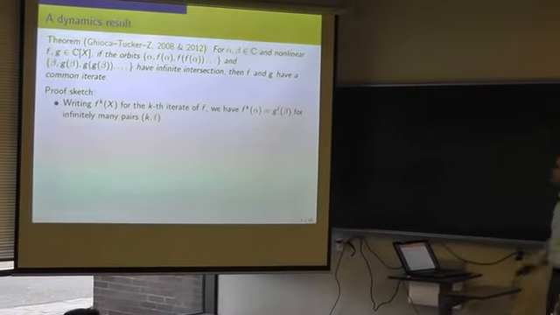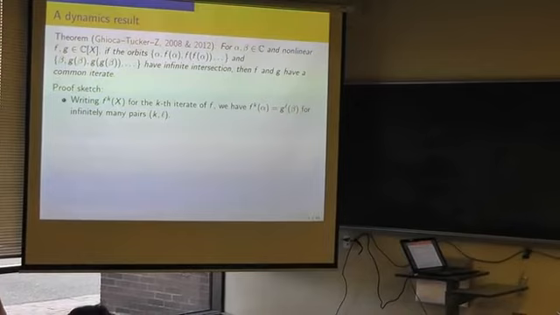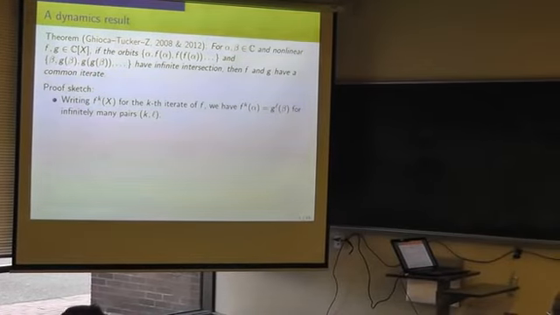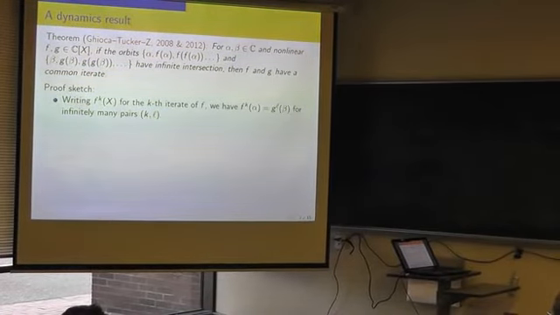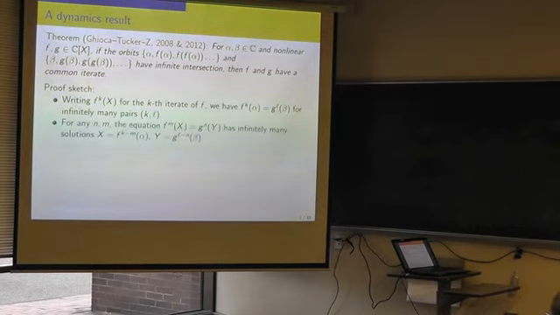So how do we do this? We'll write f^k for the kth iterate, and the original equation just says that there are infinitely many pairs k, l so that f^k of alpha equals g^l of beta. Okay, that's true. So now comes some work.